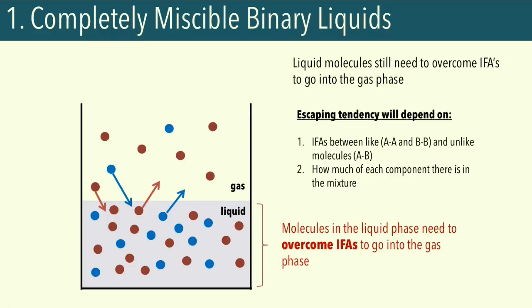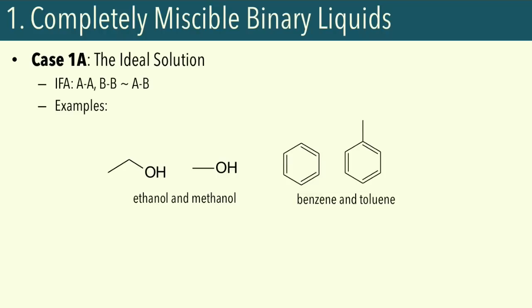The first case I will be considering is the ideal solution. In this particular case, the interactions between the like particles, that is AA and BB interactions, are approximately equal to AB interactions, or unlike interactions. Examples of solutions that can be approximated as ideal include ethanol and methanol, and benzene and toluene. Note that they have very similar types of intermolecular forces of attraction. This implies that in a mixture of these two, the intermolecular forces of attraction of unlike particles are going to be very similar to the like interactions. If a benzene molecule encounters a toluene molecule, it's going to treat it very similarly to if it encountered another benzene molecule.